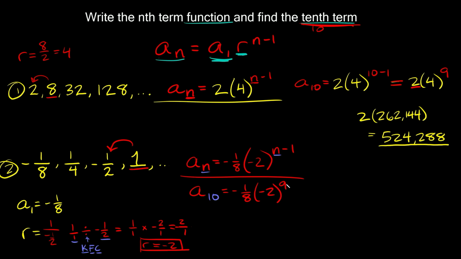Okay, now -2 raised to the 9th power is equal to -512, right? And then we're still multiplying by this -1/8 on the outside, right? So we still have a -1/8 on the outside, okay? And then 1/8 times 512 is equal to 64. Okay, and then we have a negative times a negative, so this is positive, right? So then the 10th term in this sequence right here would be positive 64.